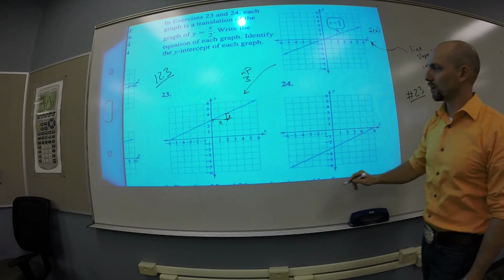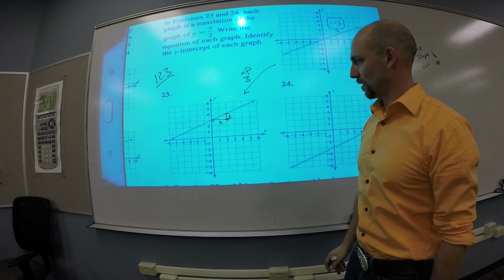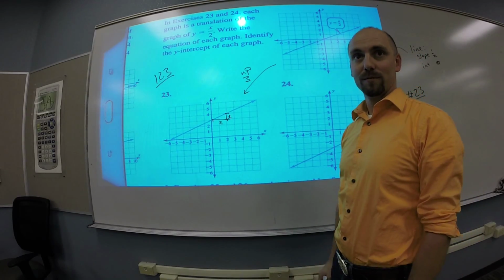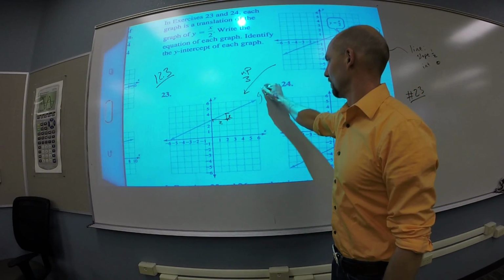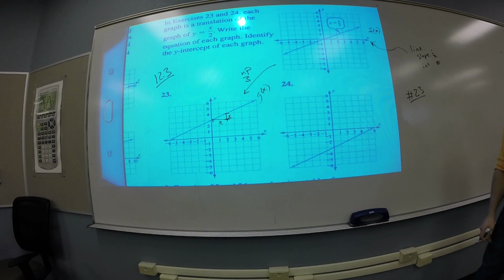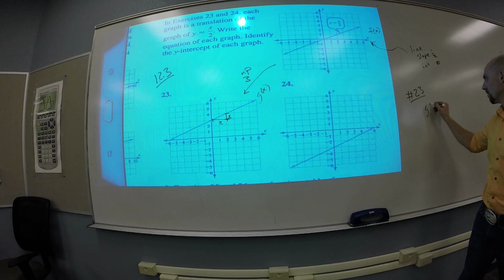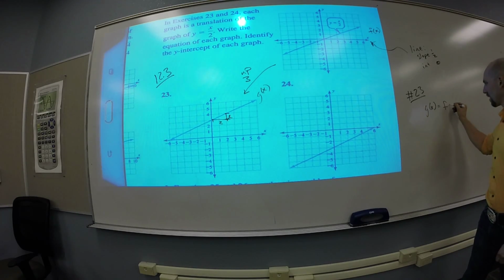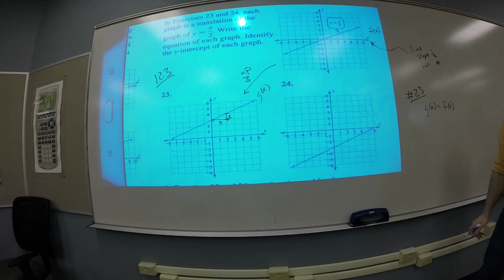Maybe I'll call this one, I don't know, what's a creative name for this one? G. Okay, so what's the relationship between g and f? So g of x is f of x plus 3. Good, because it's a vertical shift, right? It happens after the rule. Okay, and I know what f of x is, right? It's x over 2. So this is x over 2 plus 3.